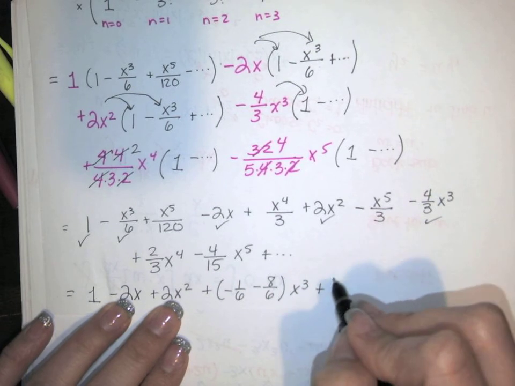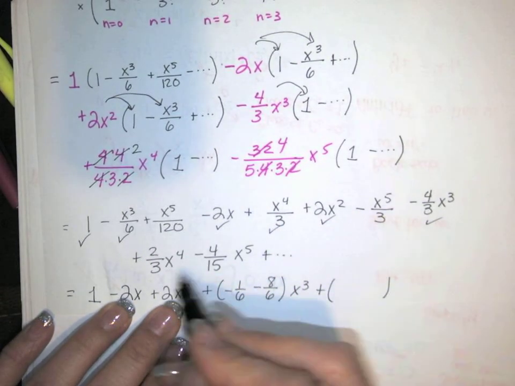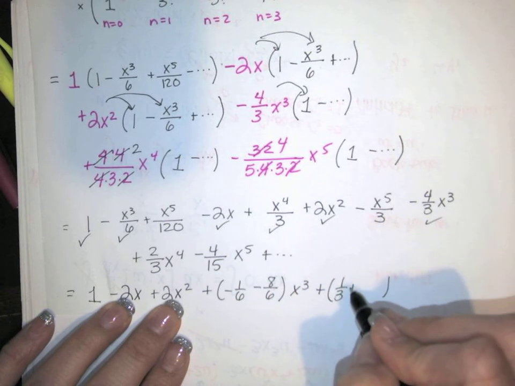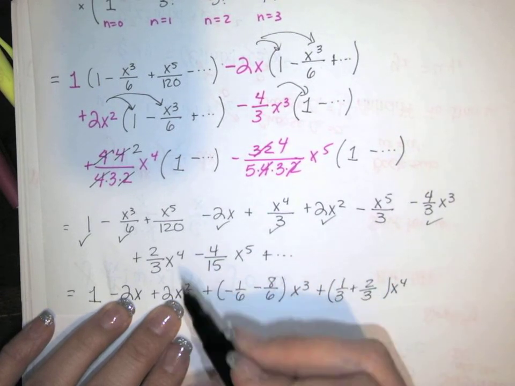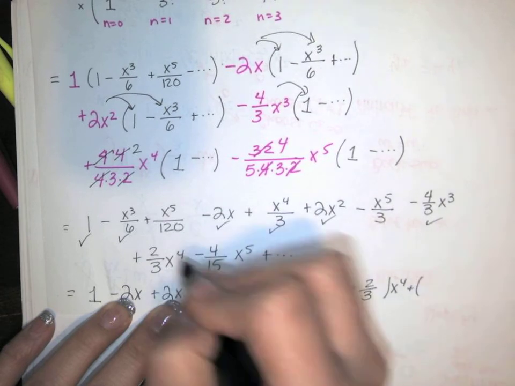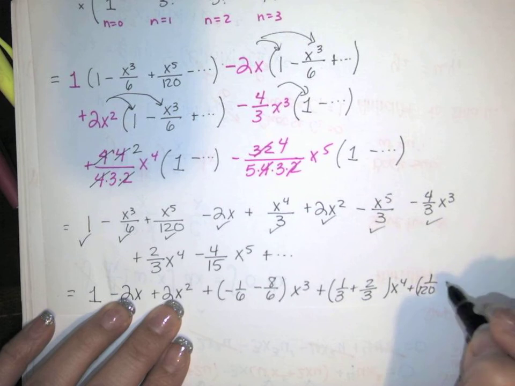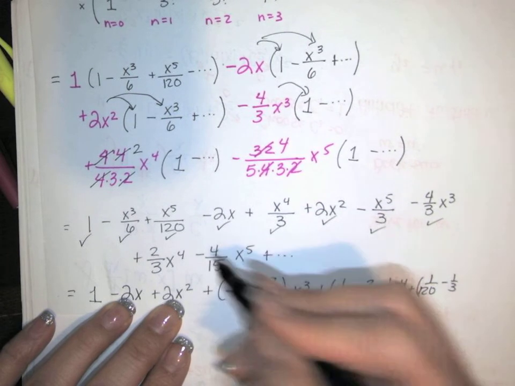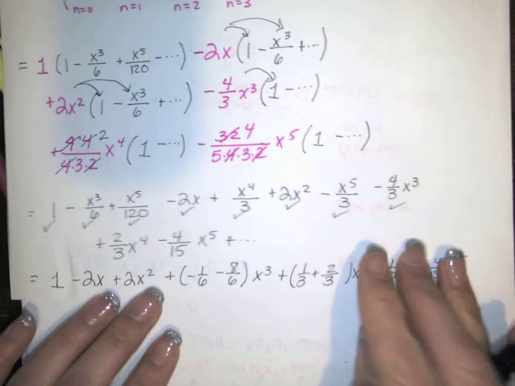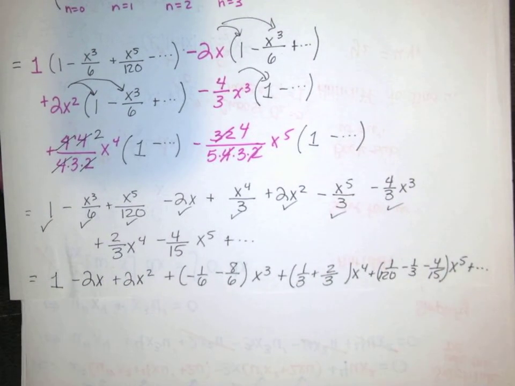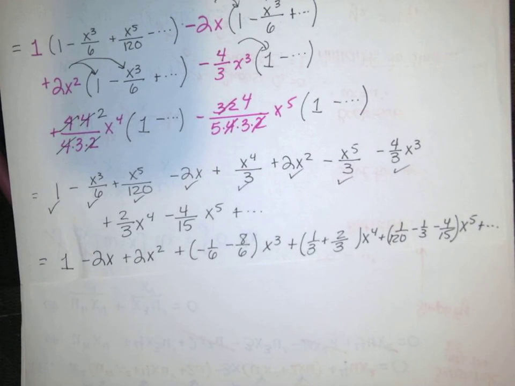For x to the 4th, I've got a plus 1/3 x to the 4th, and plus 2/3. 1/3 plus 2/3 is 3/3, so that's 1 x to the 4th. And then for the x to the 5th term, we've got a 1 over 120 times x to the 5th, minus 1/3 times x to the 5th, minus 4 over 15 times x to the 5th. And you keep going. Okay. So that is our answer. It's just not simplified.